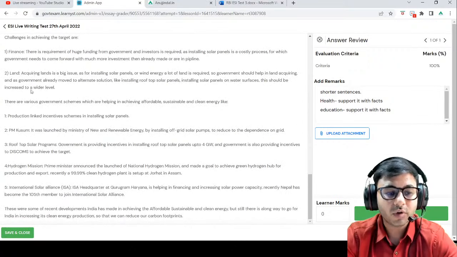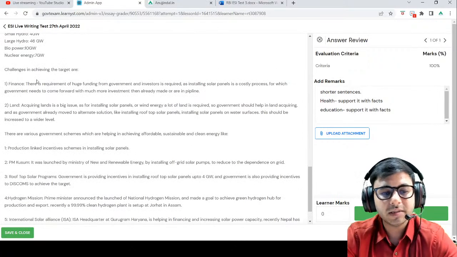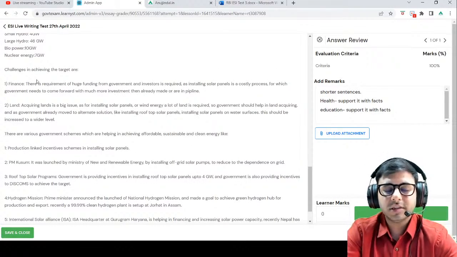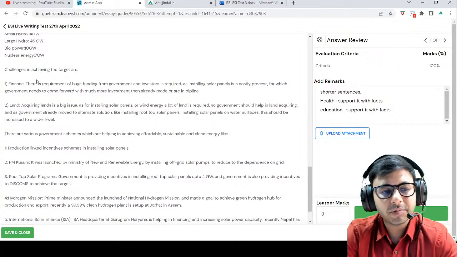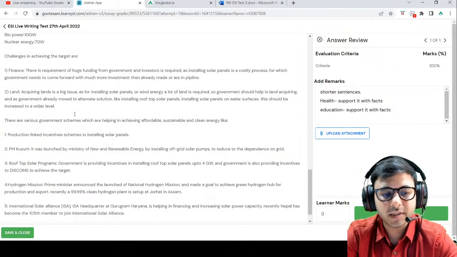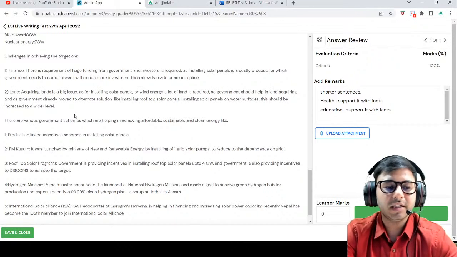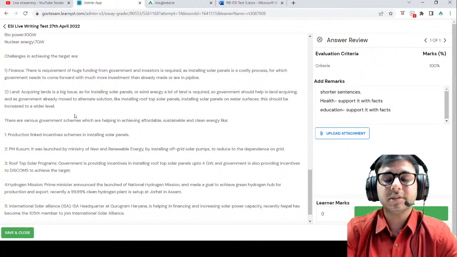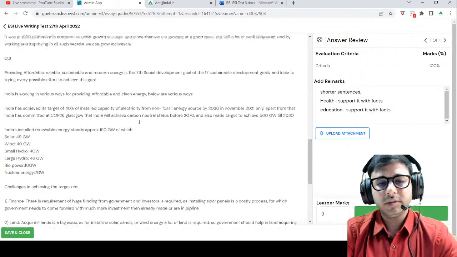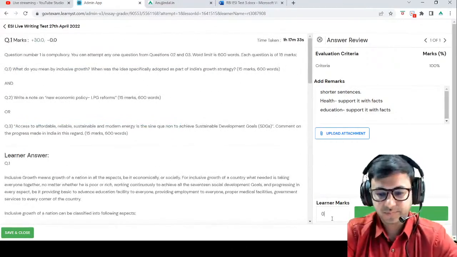Okay, you talked about the challenges separately, but challenges are not asked in the question. तो उनको separately का बात करने का कोई फ़ायदा नहीं है. They could have been talked about while discussing the achievements of India. कि अचीवमेंट इंडिया ने फाइनेंस में ये किया है, लैंड में ये किया है, फॉर एग्जाम्पल. ओके, ये किया है और ये नहीं किया है.